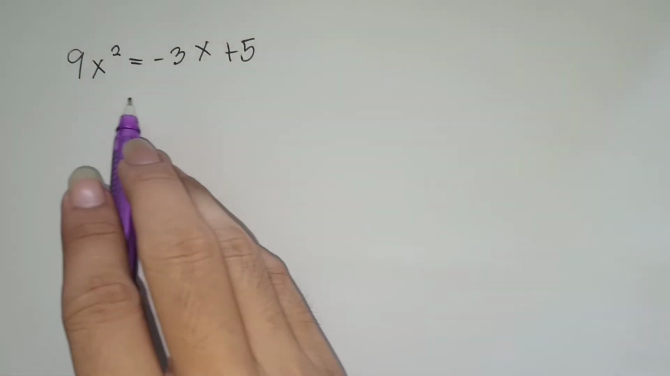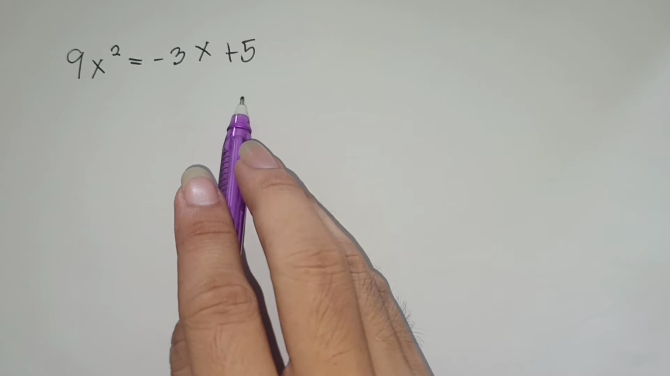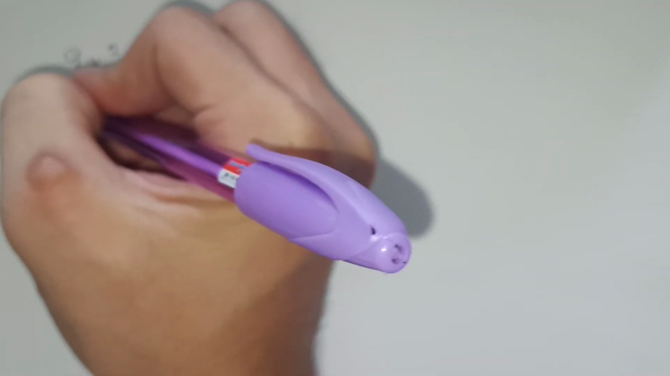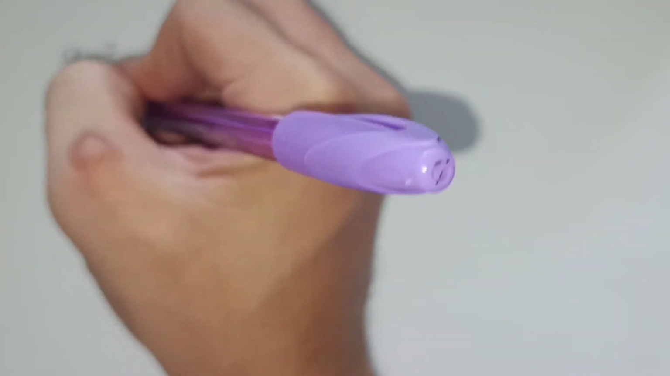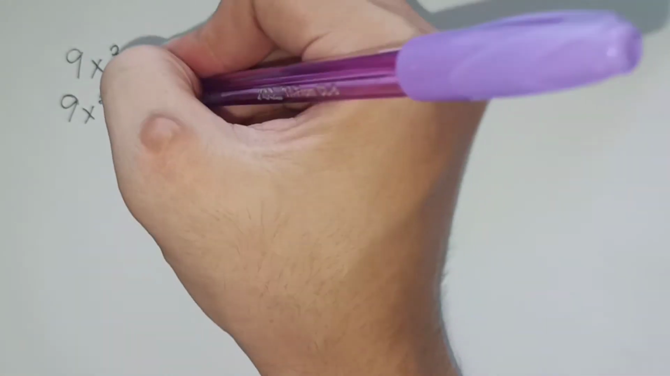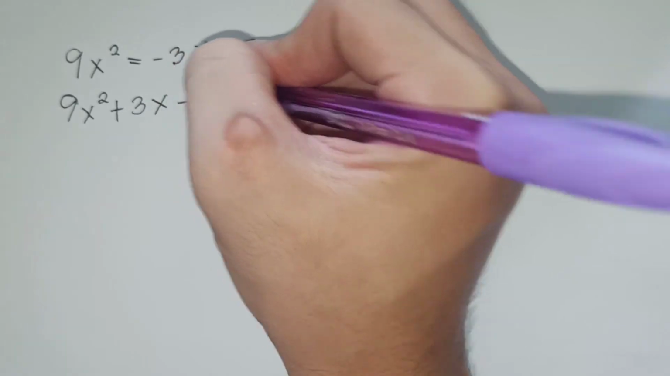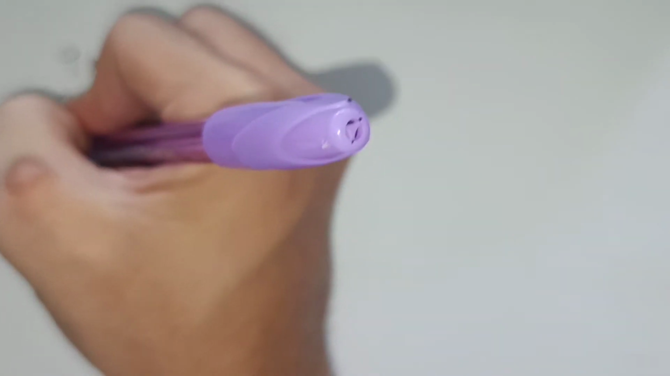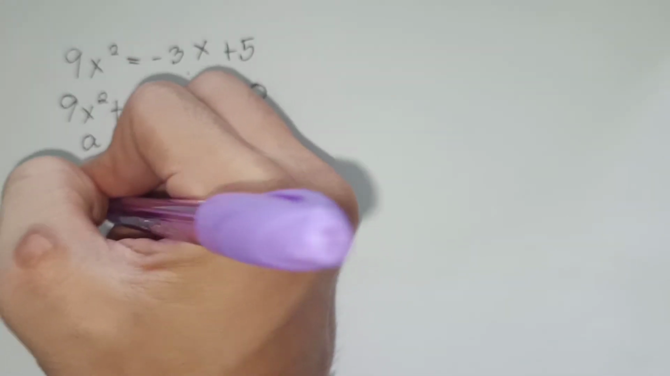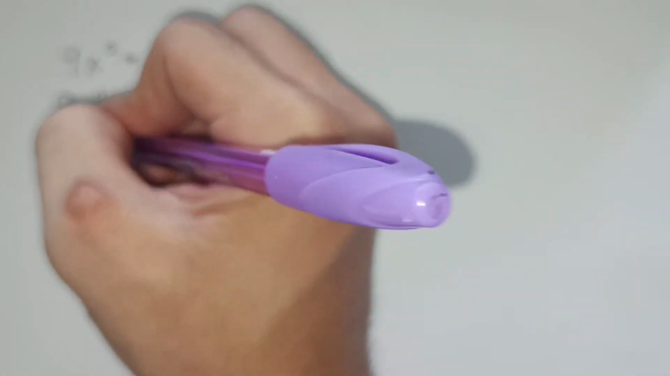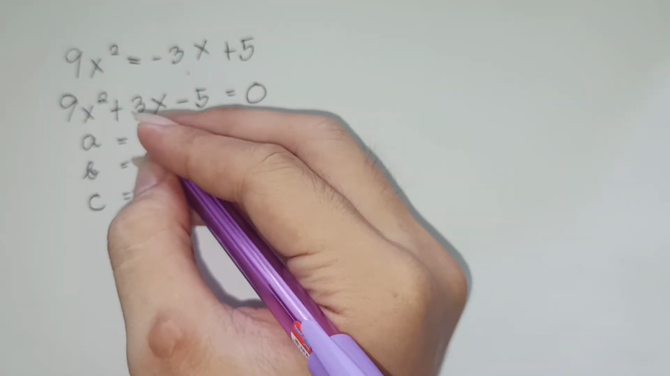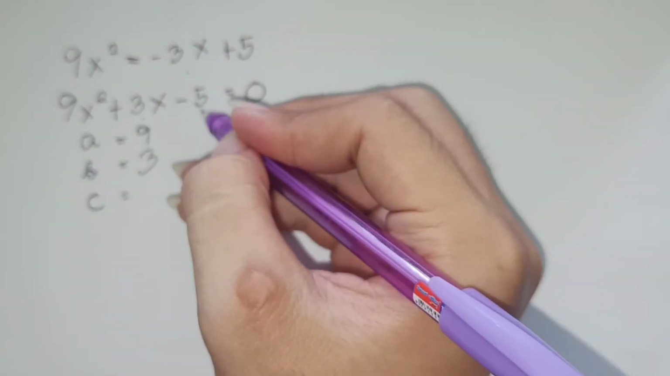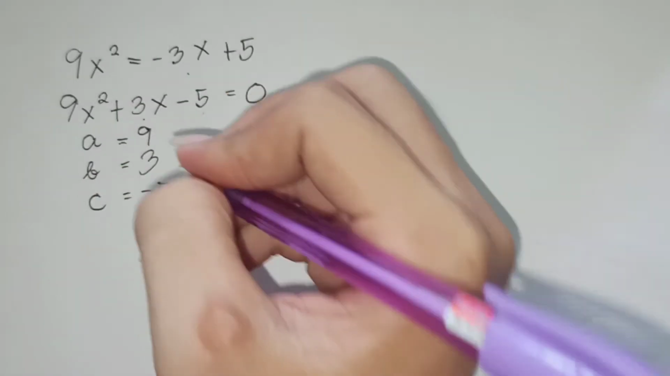We have 9x squared equals negative 3x plus 5, so we're going to transform this into the standard form. So copy 9x squared, transpose negative 3x, it will become positive 3x, positive 5 will become negative 5, then equals 0. Then let's determine the values of a, b, and c. a equals 9, b is 3, and c is negative 5.